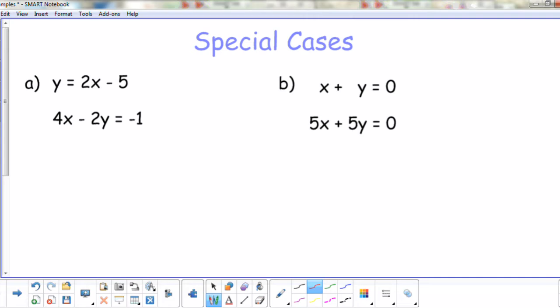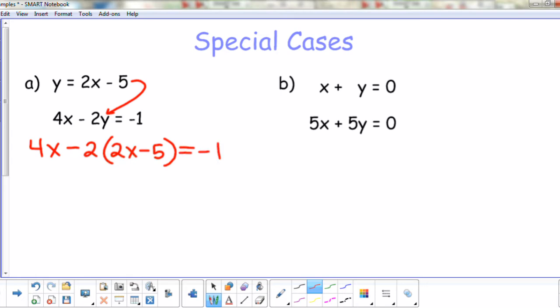So in A, I have y equals 2x subtract 5, and the second equation is 4x subtract 2y equal to negative 1. Since one of the variables is already solved for, I'm going to use the substitution method to complete this problem. So I'm going to take my first equation and substitute it in for y in my second equation. So I'm going to have 4x minus 2, and instead of y, I'm going to plug in the 2x subtract 5 that I was told y was equal to. And I'm going to finish the equation with the equals negative 1.